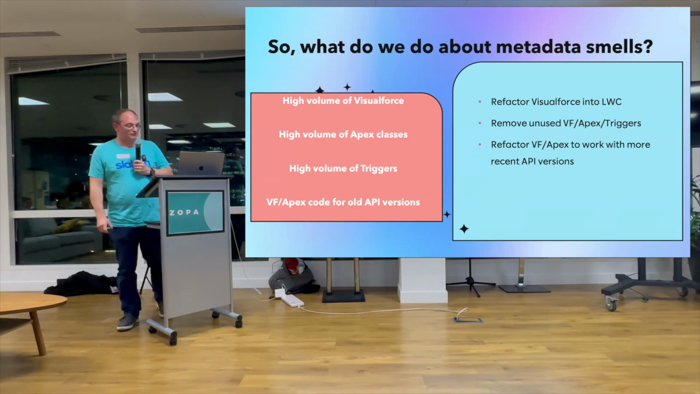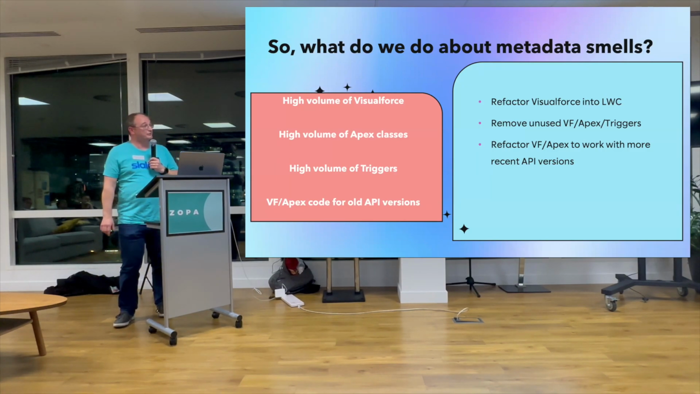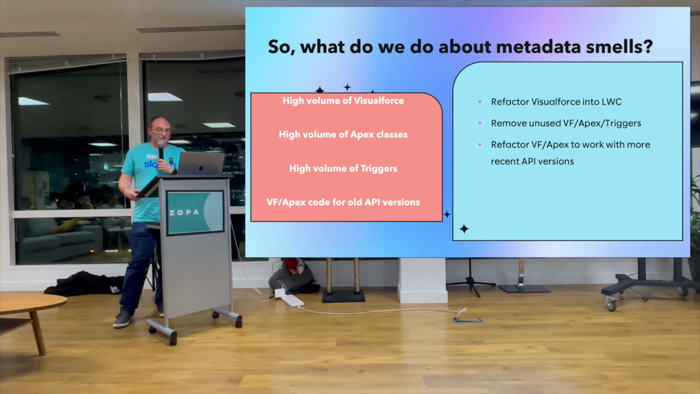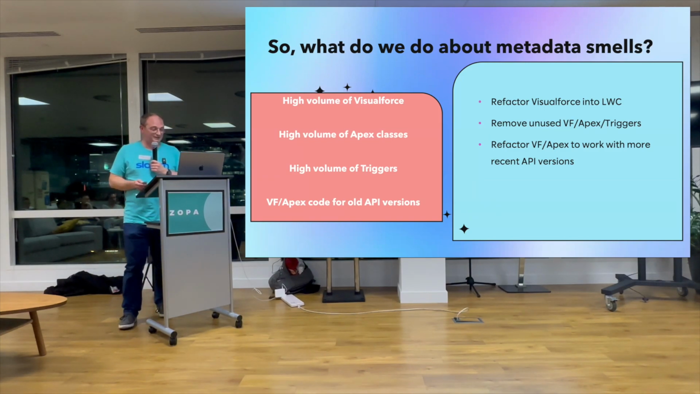Well, you pretty much just got to get refactoring, haven't you? If you've got loads of Visual Force, migrate that to LWC if it's appropriate. If you've got loads of Visual Force, Apex and triggers, remove the stuff that's not used, so you can detect that. And then you've got to open up every single Visual Force and Apex class, increase the API version, and then work out what's broken and fix that, which is great. The tool doesn't do that for you, to be honest. I mean, that's just a sad day.